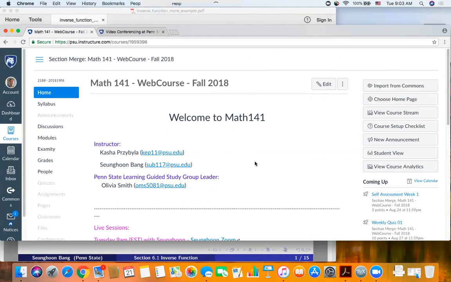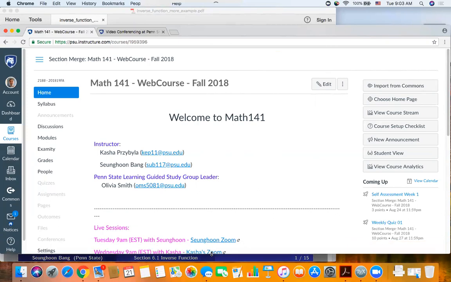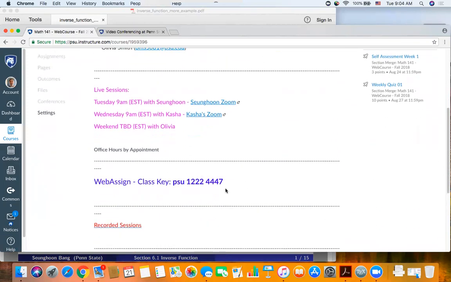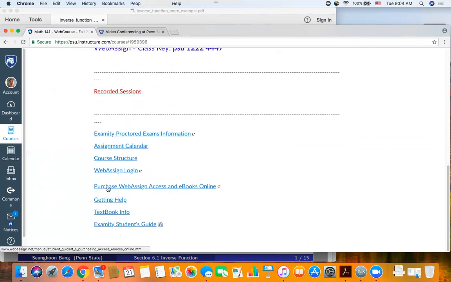Let me see. Here we have some information about Math 141. You go to Canvas, and you can find all the information for Math 141, the web course for 2018. First, you need to buy WebAssign. Do you know WebAssign? You can buy WebAssign Access and ebook online from here.